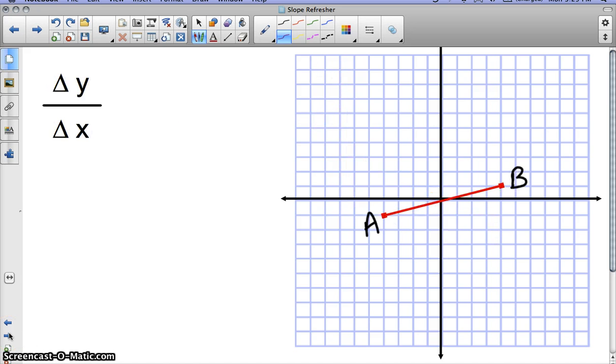So, let's try it a different way. Change of y over change of x. And yes, we're given the graph so we can simply count. I want to show you that we can do it another way, because sometimes you're not given the graph. So, A is located at negative 4, negative 1, while B is located at 4, 1. So the change of y. We're going to take y2, and again, it doesn't matter which one is y2, which one is y1, or which one is x2, which one is x1, as long as you are consistent.